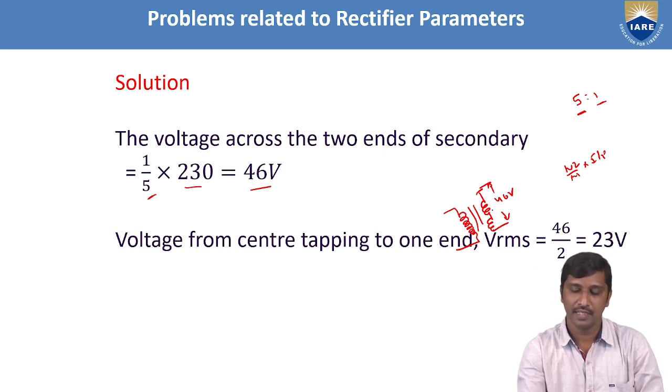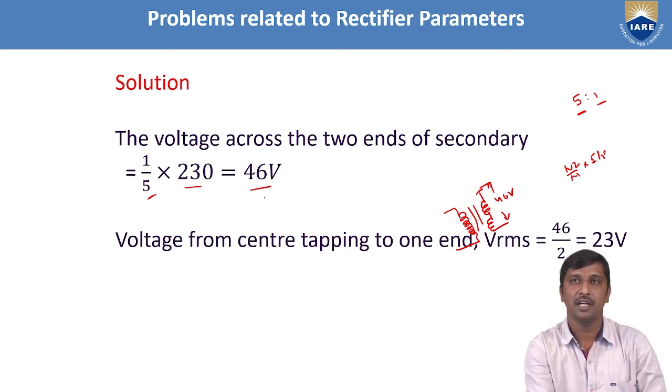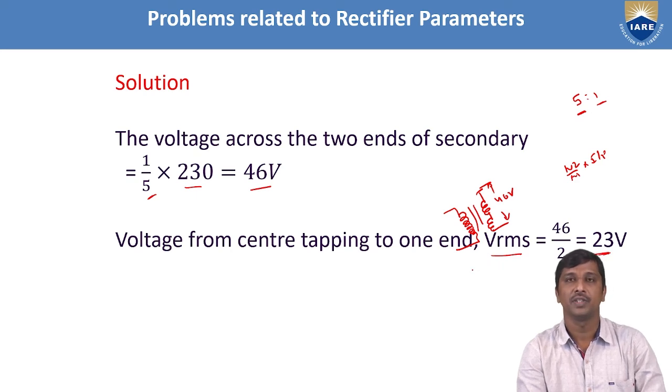So this center tap transformer contains two secondary windings, and the total secondary voltage is 46 volts. But here I am going to calculate each secondary voltage across the center tap transformer. Since we have two secondary windings, I divided 46 by 2, that is nothing but 23 volts. Why am I representing this as RMS? Because the transformer output voltage is always an AC voltage. That is the reason I represent it as RMS voltage.